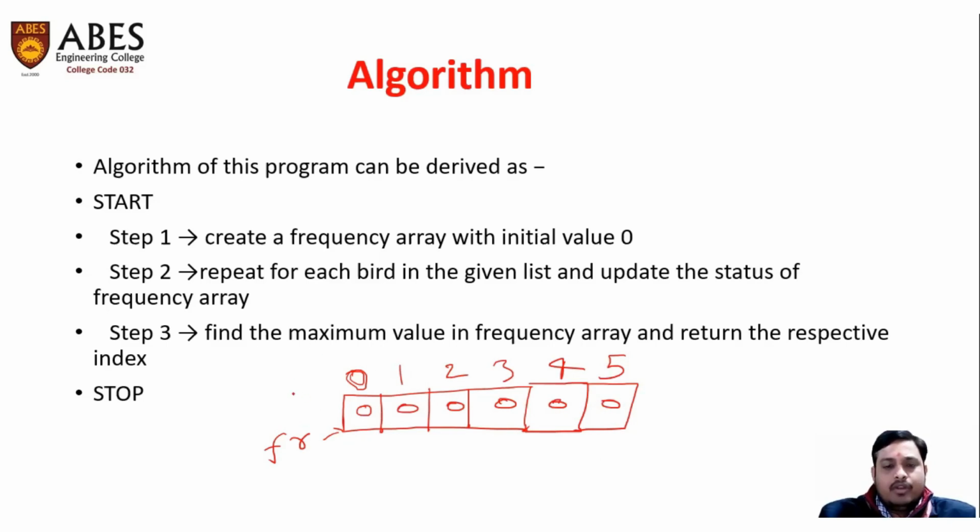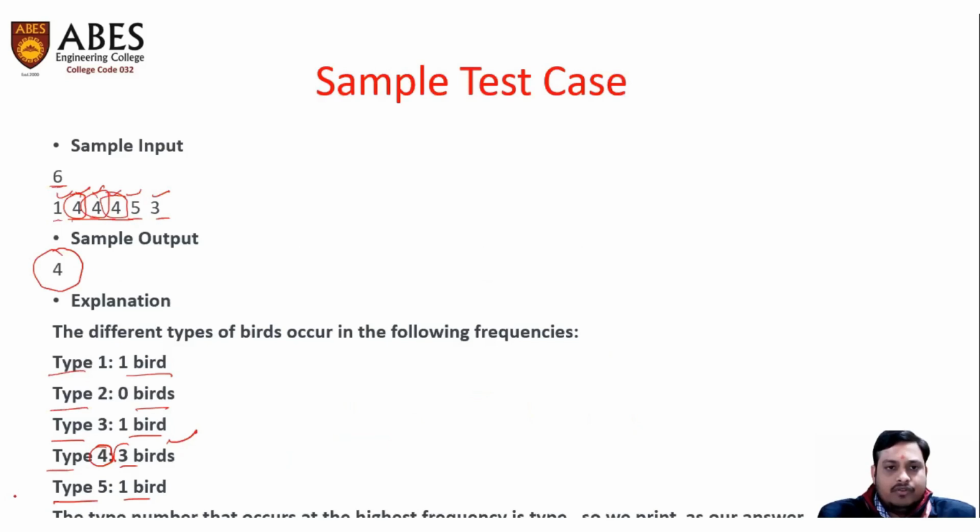After that, we'll repeat for each bird given in the array provided by the user. Suppose we take the previous example, where you can easily see we had 1, 4, 4, 4, 5, 3.